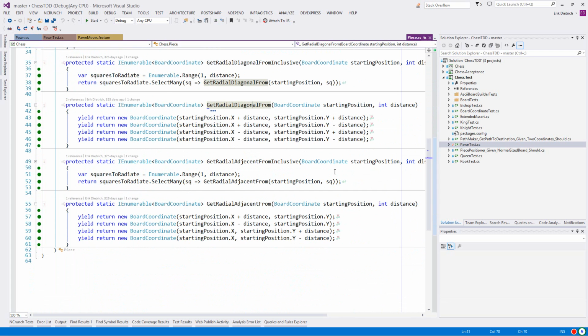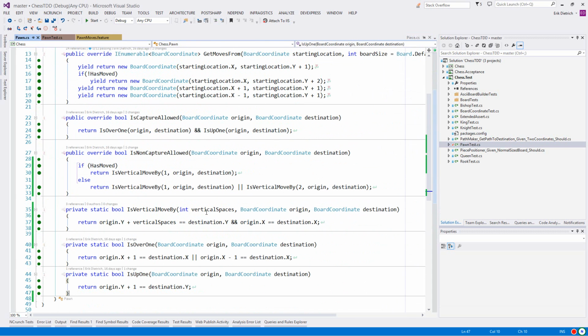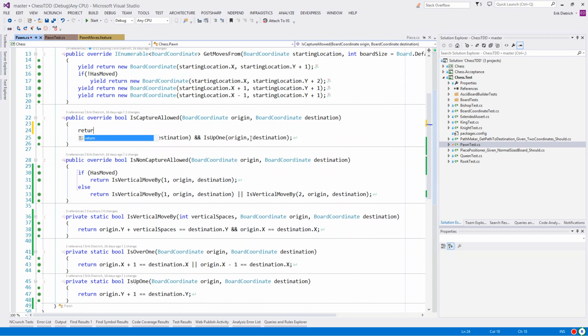So at this point, it was kind of close to the end of the episode, and I was feeling good about driving out with TDD that method about non-capture moves being allowed. But I started to think, I'm doing all this, is over one, is up one, and then I was thinking, don't I have this concept in the base class? Is this a vertical move? Is it a horizontal? Is it a diagonal? So I started to think, why am I redoing that?